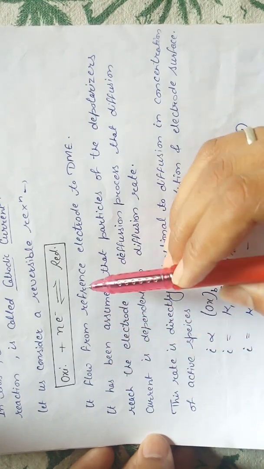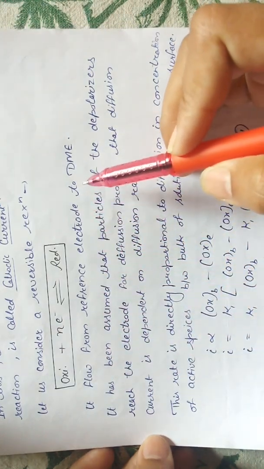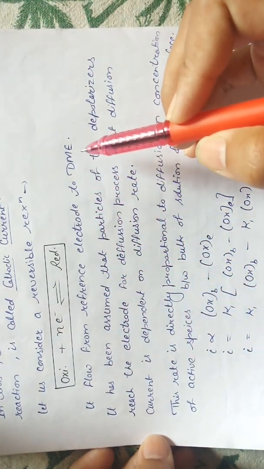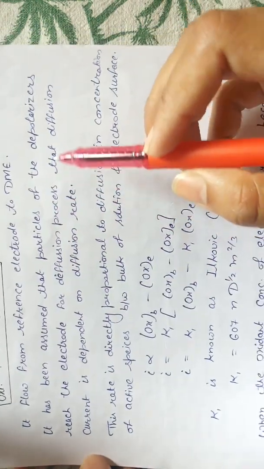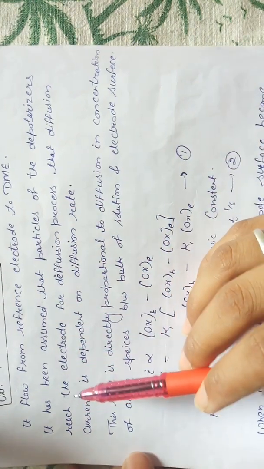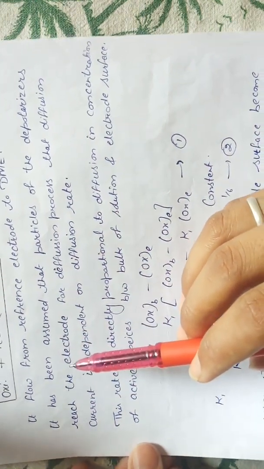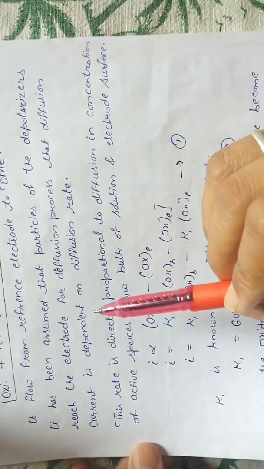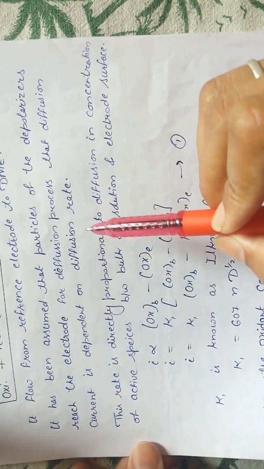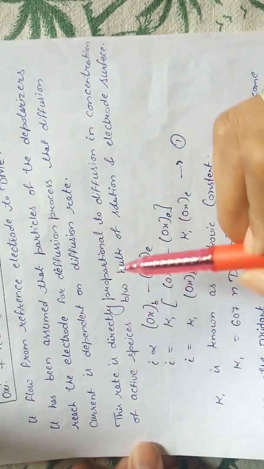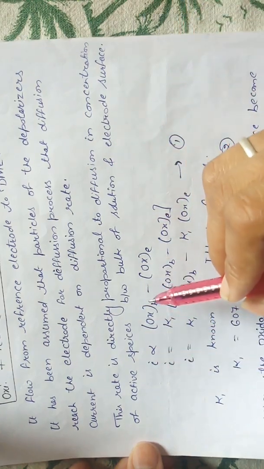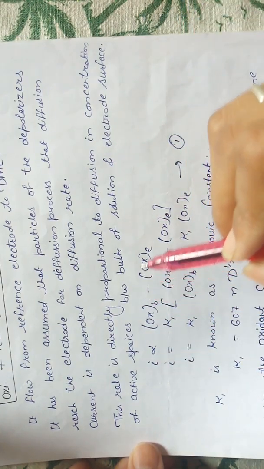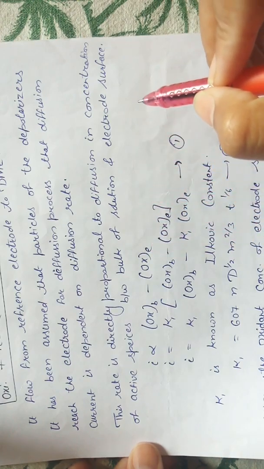The current flows from the reference electrode to the DME, that is the dropping mercury electrode. It has been assumed that particles of the depolarizer reach the electrode by the diffusion process. The diffusion current is dependent on the diffusion rate. This rate is directly proportional to the difference in concentration of active species between the bulk of the solution and the electrode surface.